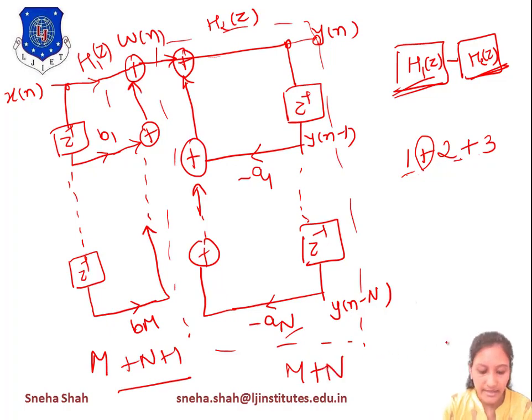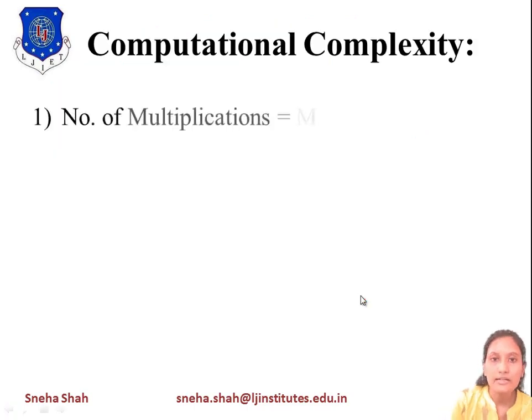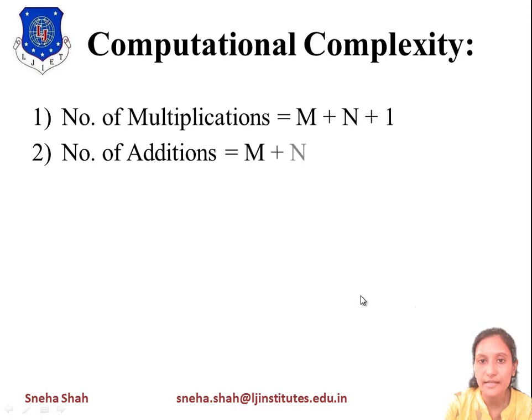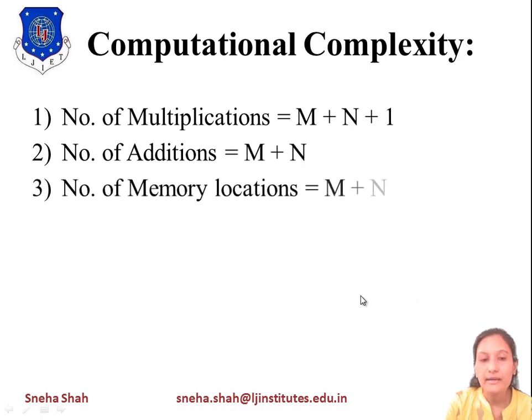And the last one is the number of memory locations. So how many memory locations will there be? This one is M plus N plus 1. So the number of multipliers is considered the number of memory locations. So the computational complexity: number of multiplications equals M plus N plus 1, number of additions equals M plus N, number of memory locations equals M plus N plus 1.